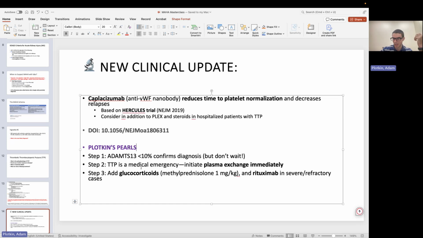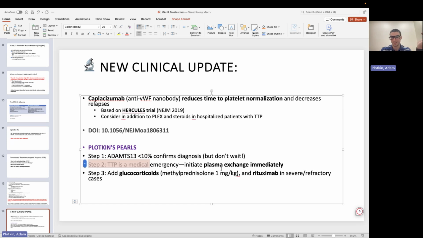So I've got some Plotkin's pearls that I want you to remember. Step 1 land: ADAMTS13 less than 10% confirms a diagnosis, but we're not going to wait, right? I want you to think about the FAT RN. They might not give it all to you, but if you see a patient with anemia, really low platelets, fever, neurological symptoms, maybe the renal symptoms or the elevated BUN and creatinine, the AKI, or the fractional excretion of sodium, right now we're thinking TTP, absolutely.